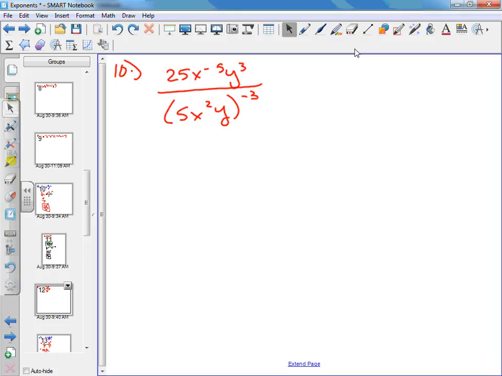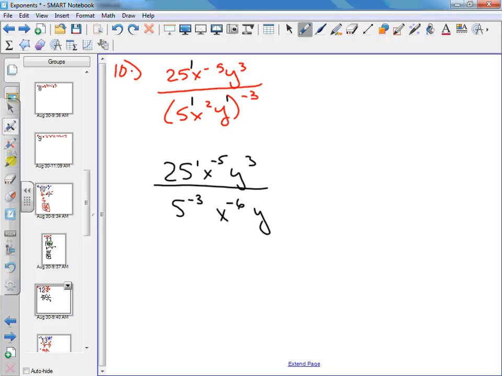Now, step 1, what do? Missing exponents. 25 to the 1st. Now what? And the 5 to the 1st. Okay. And the y. Good catch. Now what? To where? Just to the bottom. So my top stays exactly the same. My bottom becomes 5 to the negative 3, x to the negative 6, y to the negative 3. Yes?